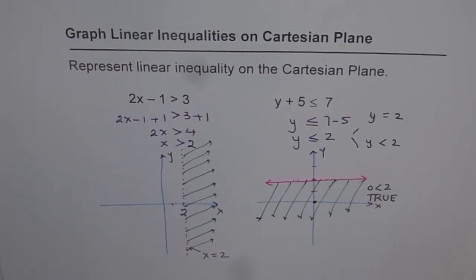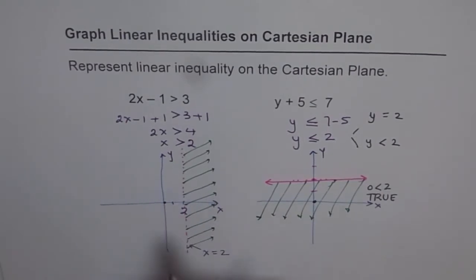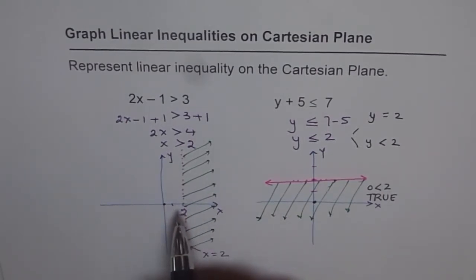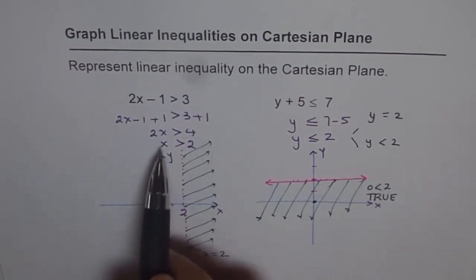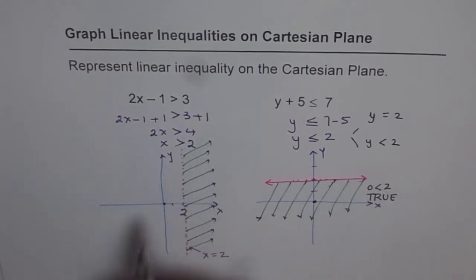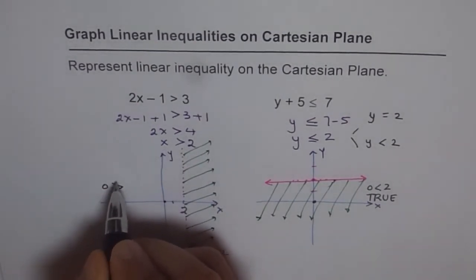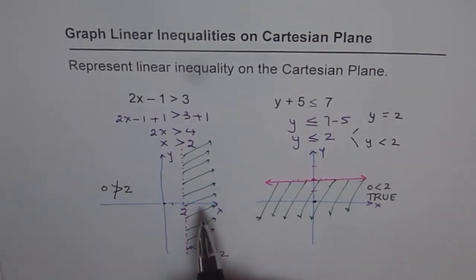So the test point is 0. 0 is not a part of our solution. Should it be? That is the question. So if x is 0, 0 is greater than 2 is false. Okay, so we know 0 is not greater than 2. So we are on the right side. So our solution is perfectly fine.